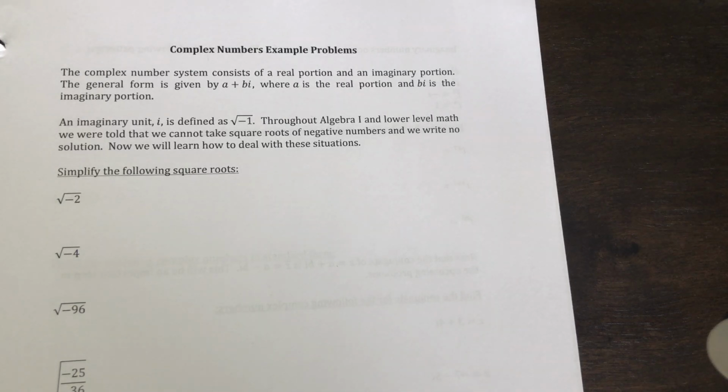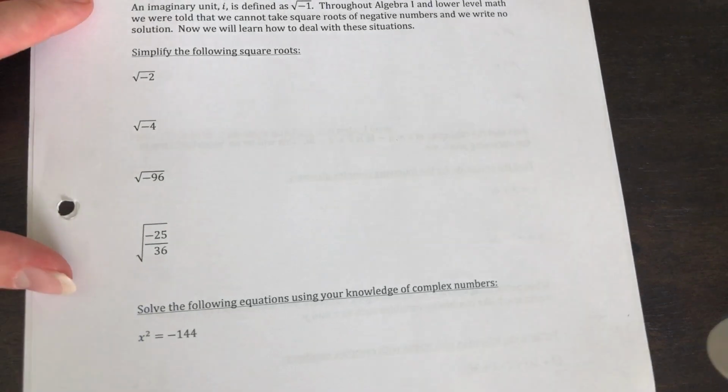Okay, the imaginary unit i is defined as the square root of -1. So throughout Algebra 1 and all our lower level math classes, we've been told that we can't take a square root of a negative number. But we're going to learn how to deal with that right now. Okay? So I'm going to simplify the following square roots.